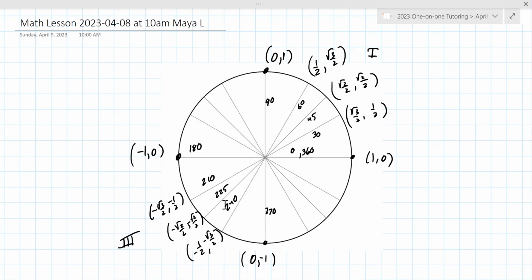Any questions on what we've done so far? At the moment, no. Okay, do you feel like you could reproduce this? Probably yes. Okay, so now we're going to move to quadrant 2.